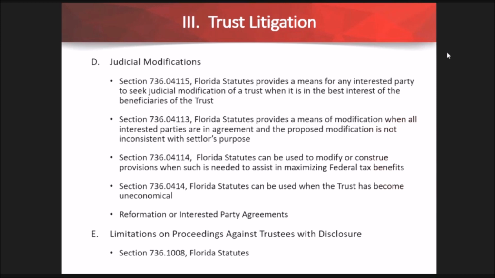And then 736.0414 codifies what actually was in the common law. A trust can become uneconomical, and if you can convince the court of that, they'll essentially just dissolve the trust. And then you can reform or change by interested party agreements when truly all the interested parties, including future interested parties, agree. You can make changes.